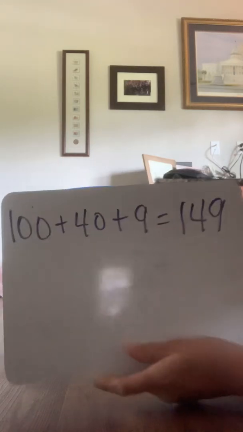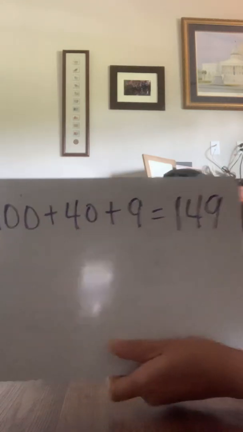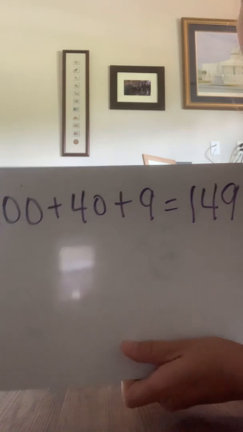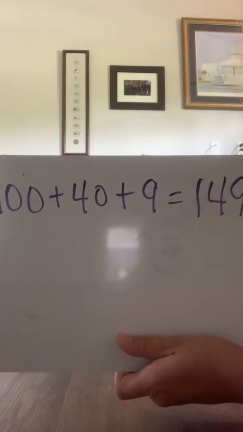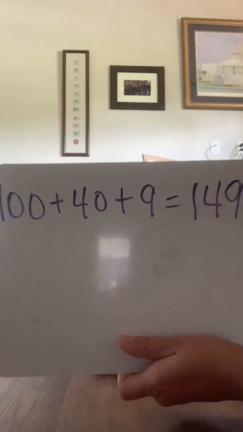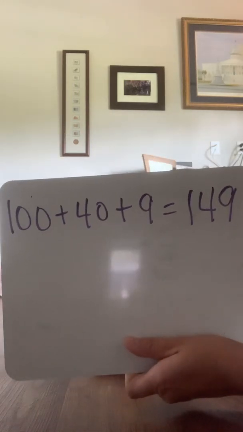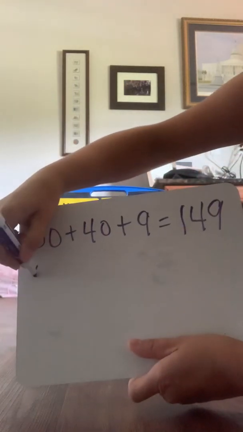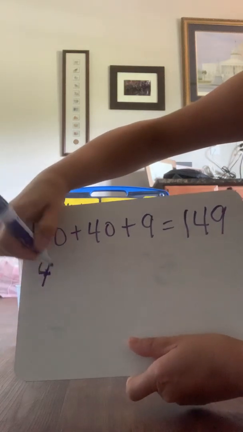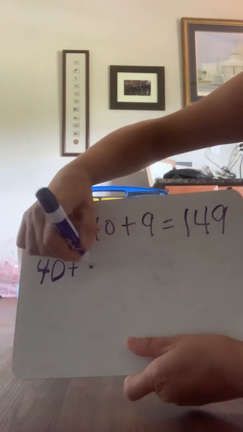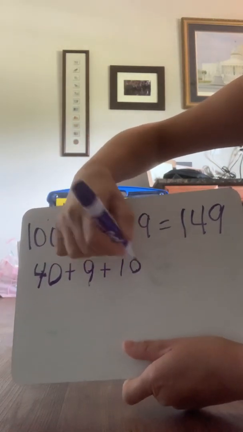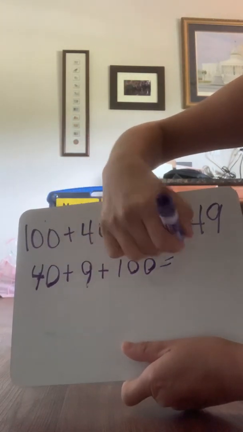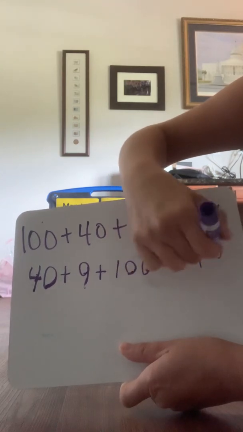Can we write it in a different way? Remember, commutative property means you can add numbers in any order. The answer stays the same. So how would you write it? Yeah, you could write 40 plus what? Plus 9 plus what? Plus 100. And it still equals what? 149. You got it.